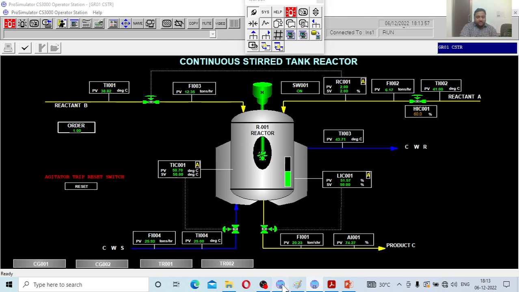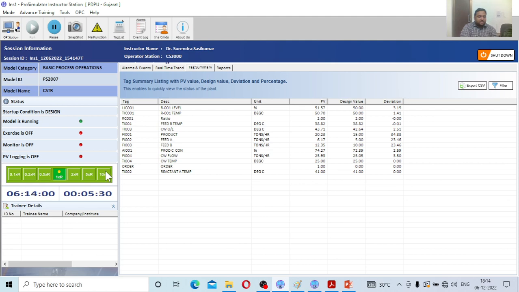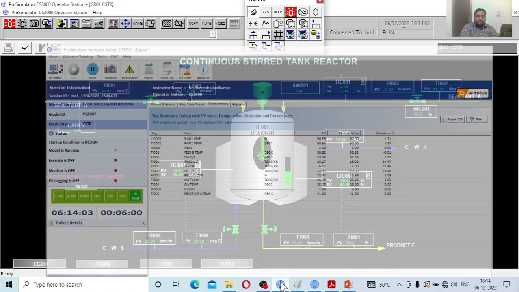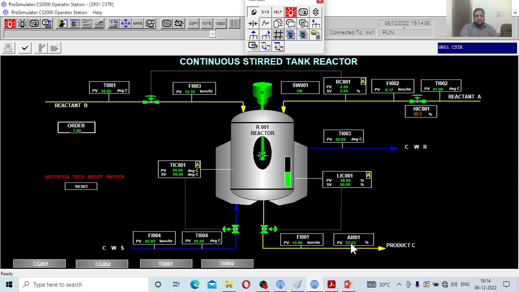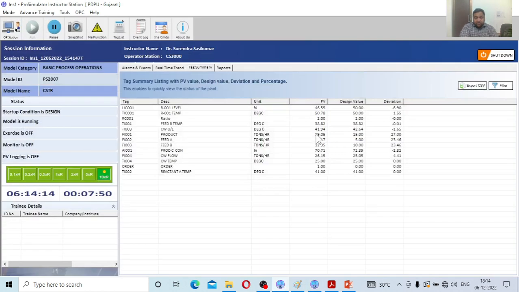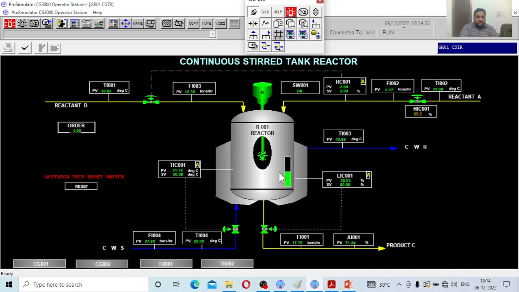See, let me increase the simulation speed, 10 times. What happens? You see the conversion is dropping. Finally it will reach a stable point. Let us see what that stable point is. Now what is the design value? Design value of the conversion is something around 72. The present value is 69. That means the conversion has been decreased because you have increased the flow rate into the reactor. For the same volume, if you increase the flow rate, the conversion will be lower.